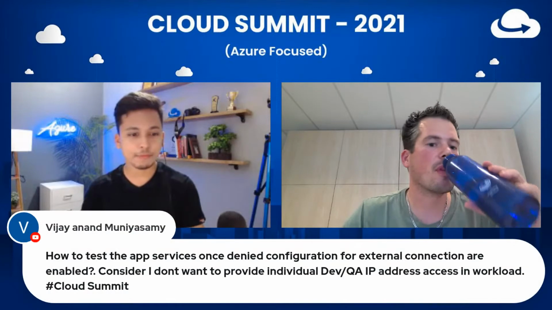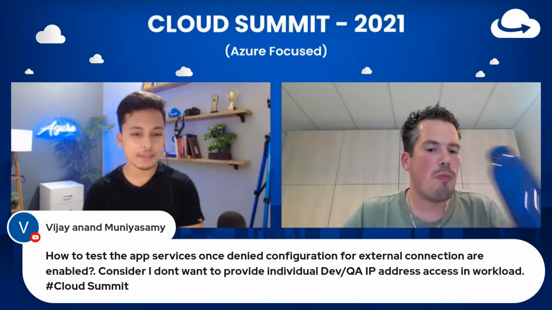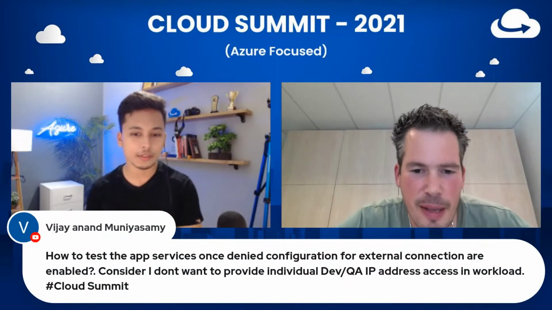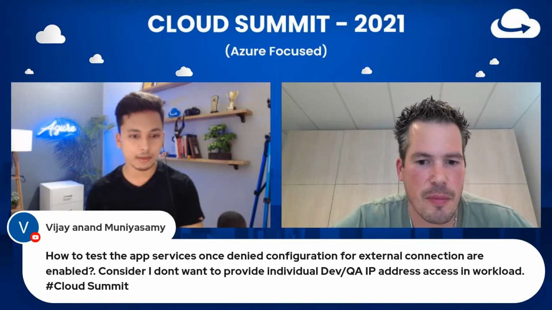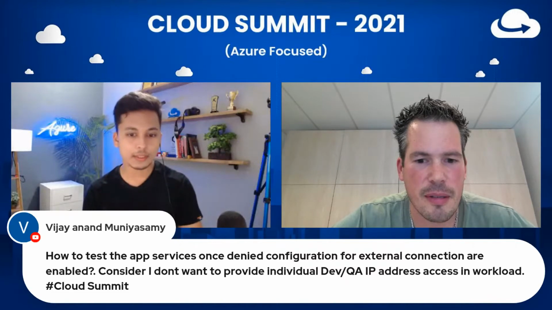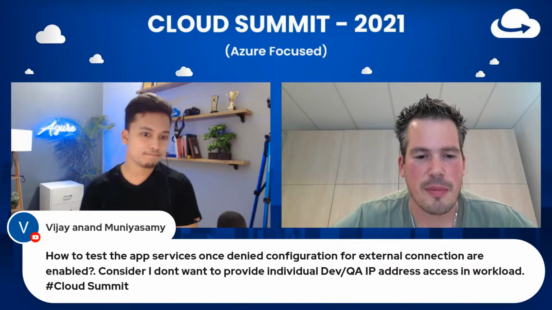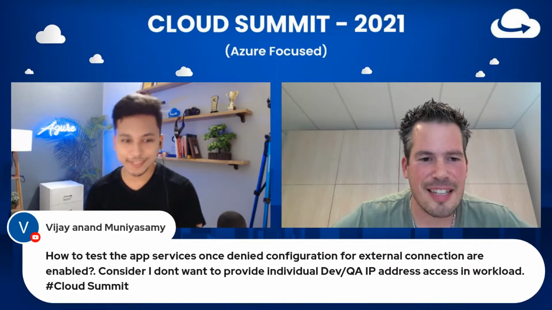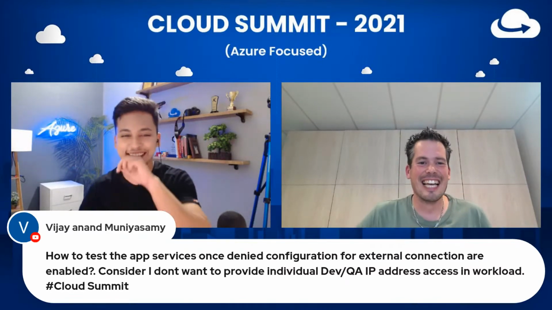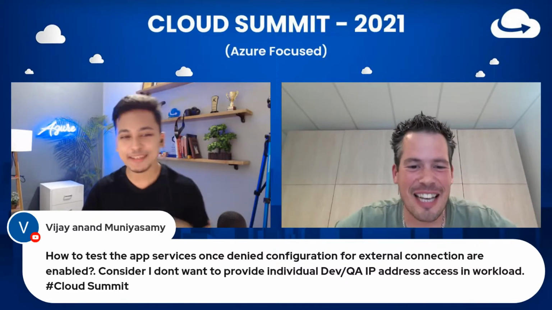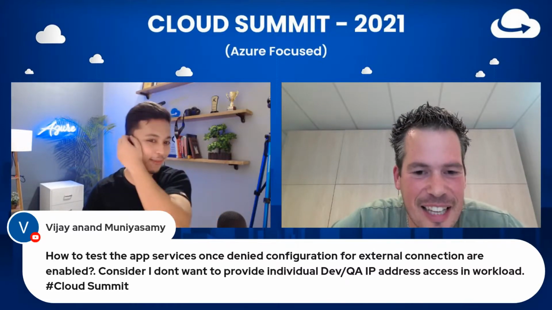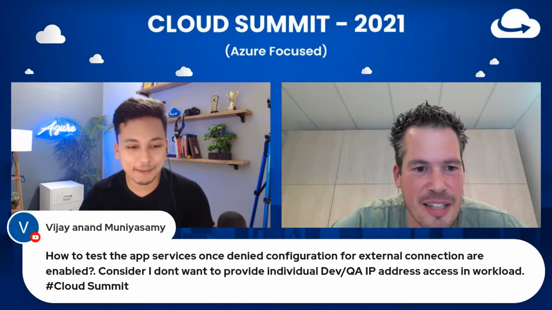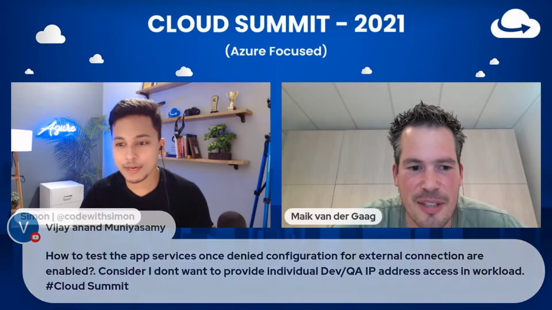The first one is from Vijay. He's asking how to test the app service once denied configuration for external connections is enabled, considering I don't have to provide individual dev and QA IP address access in the workload. I don't know, I couldn't get it while I was reading it, to be honest. You have to be a little more specific, right? I think it's more of a scenario-based question. Never mind, we'll try another time. Vijay, just try to be a little more descriptive.